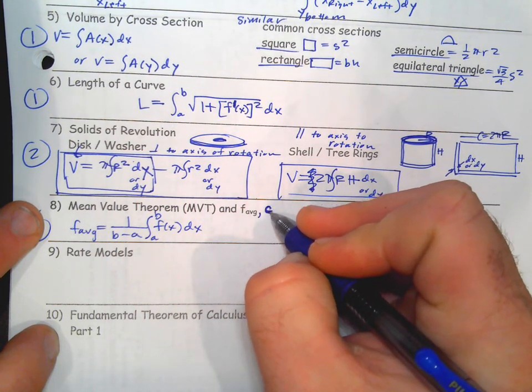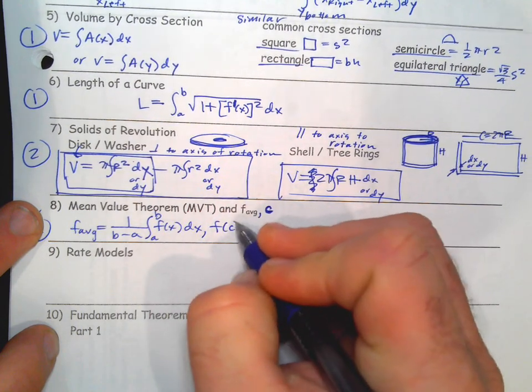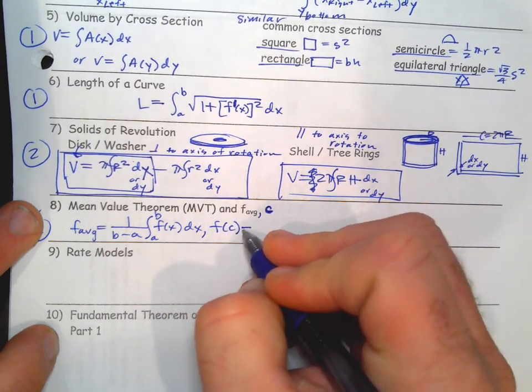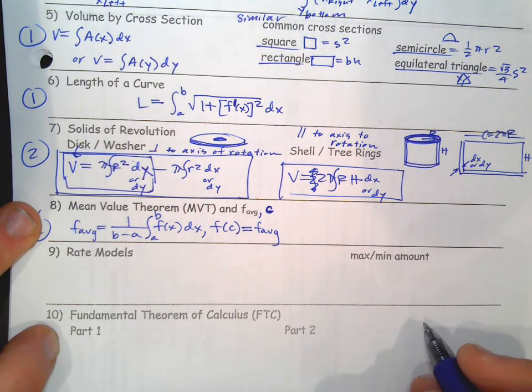There's also this other c, x star thing, this guarantee of the mean value theorem that says somewhere along the curve, the actual value will equal the average value at least one time.